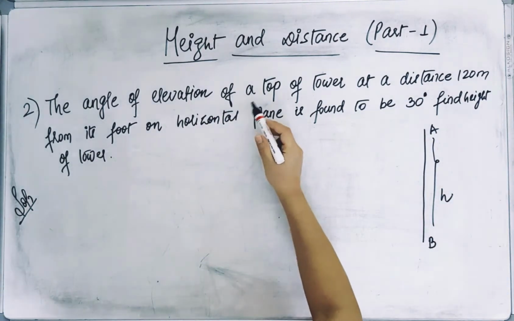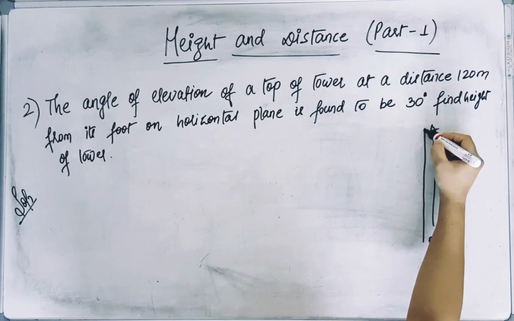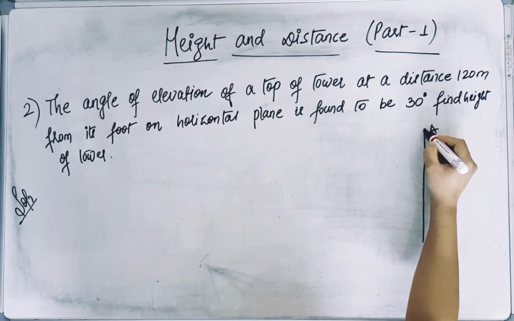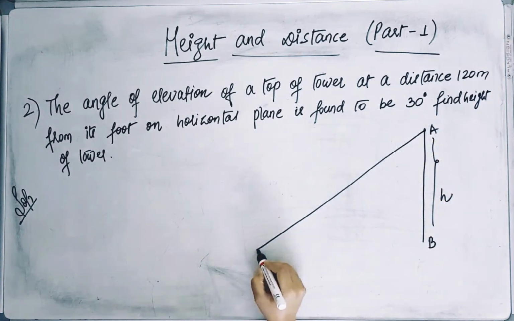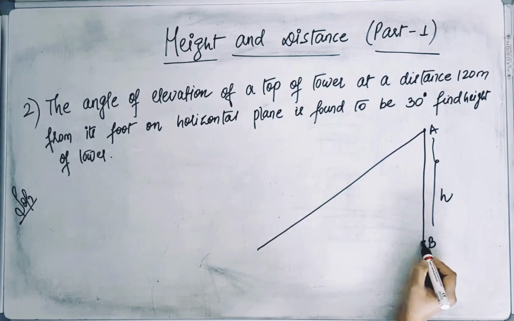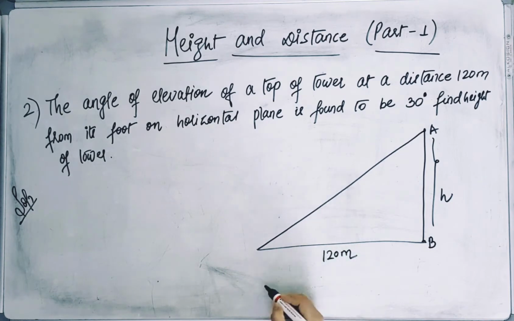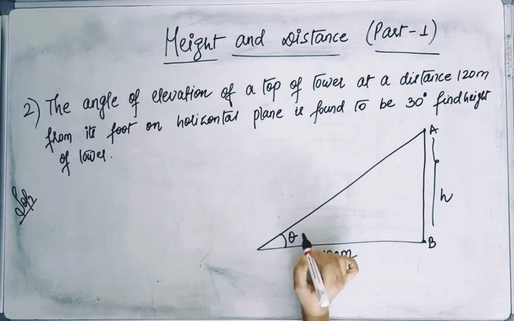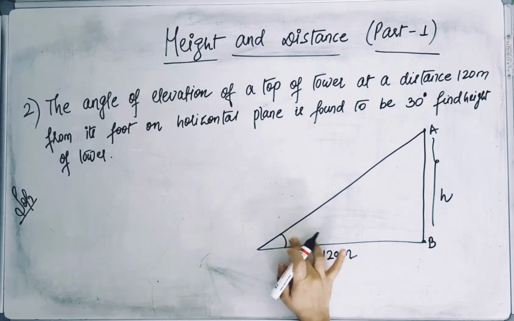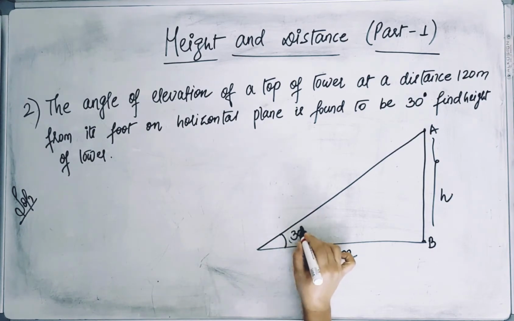Angle of elevation, obviously, this angle will be made from here. Angle of elevation at a distance of 120 meter from the foot. This is the foot of the tower. So this distance is 120 meter. Now this is the angle of elevation, and it is given to us, that is 30 degree.